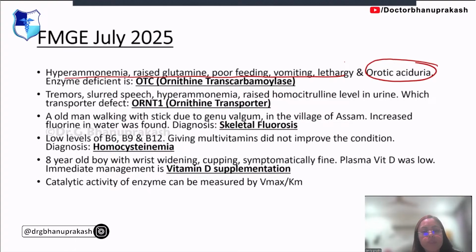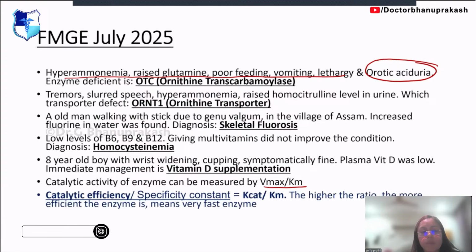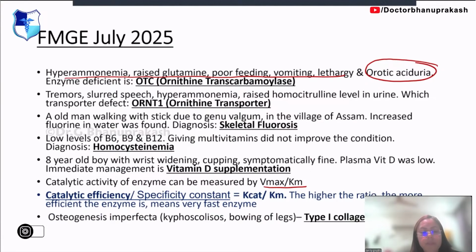Catalytic activity of enzyme can be measured by Vmax by Km. Also learn catalytic efficiency or specificity constant is k catalysis divided by Km. The higher the ratio, the more efficient the enzyme. That's why the name catalytic efficiency.